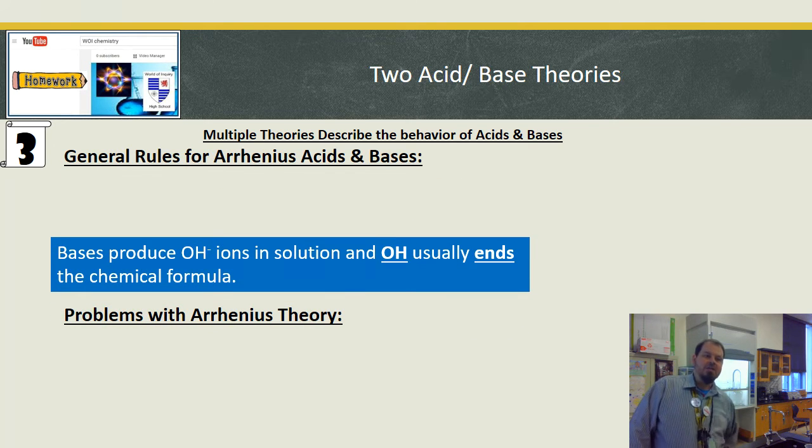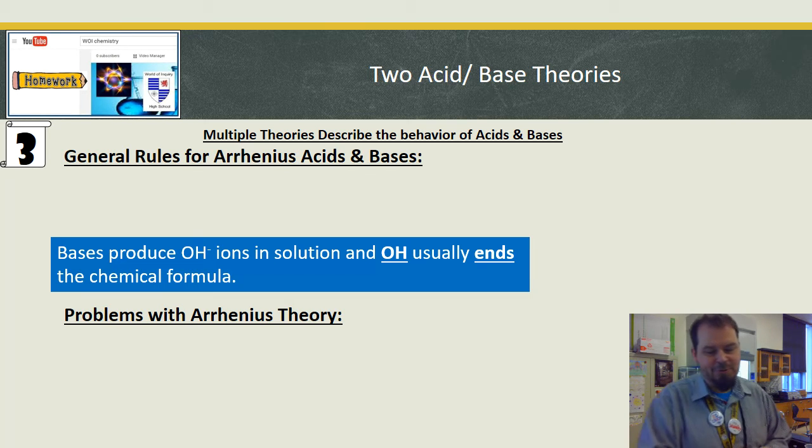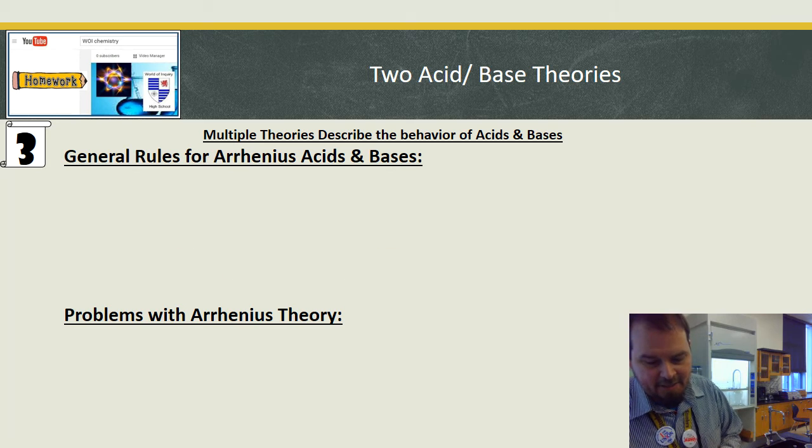Bases produce OH minuses as the only negative ion in solution. OH usually ends the chemical formula. There were 3 I already showed you. There's one that doesn't have OH in it.